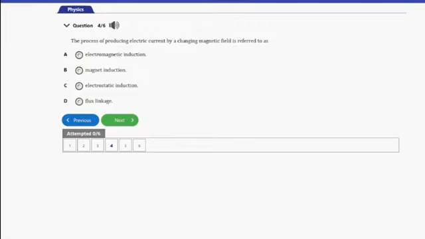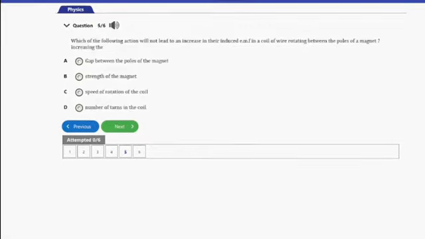Let's go ahead and consider the next question, guys. So that's question number 5 here. It says which of the following actions will not lead to an increase in the induced EMF in a coil of wire rotating between the poles of a magnet, increasing the A, gap between the poles of the magnet, B, strength of the magnet, C, speed of rotation of the coil, D, number of turns in the coil.